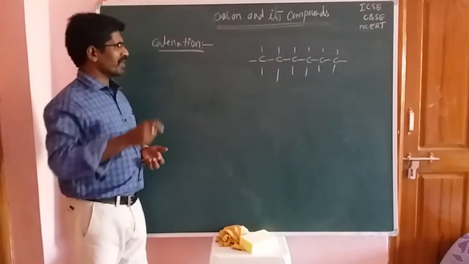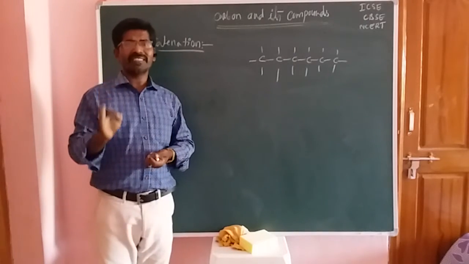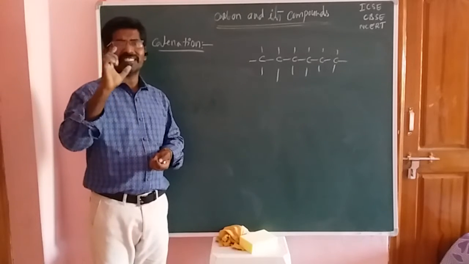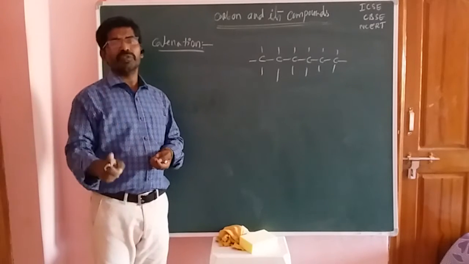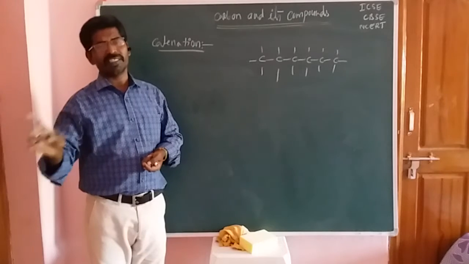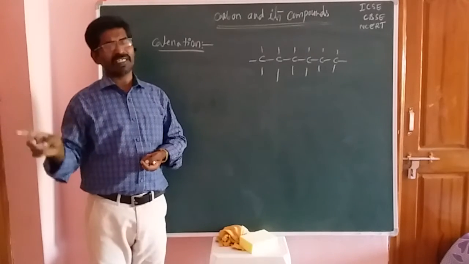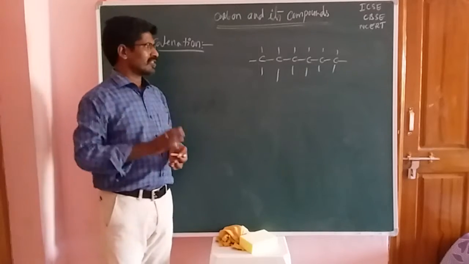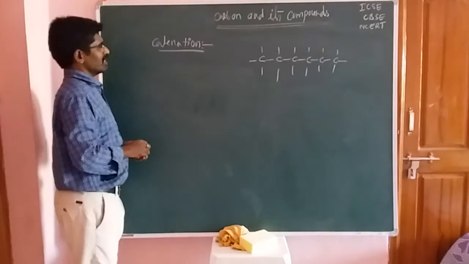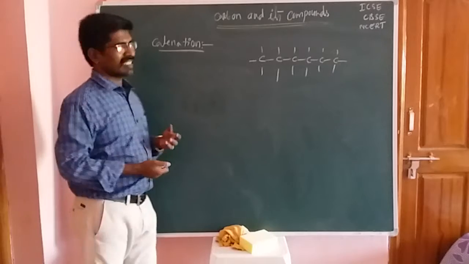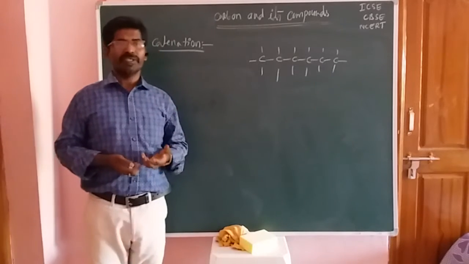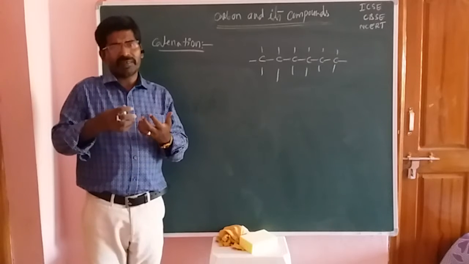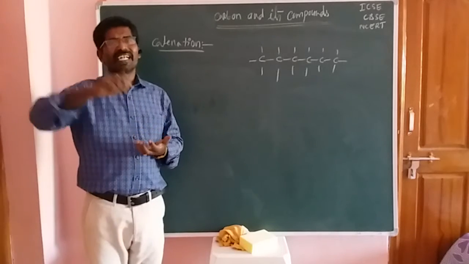In the entire periodic table, carbon exhibits the highest catenation property due to its maximum valency. The maximum valency of carbon is 4, so this is the first condition. Next, carbon has greater bond energy, so it shows greater catenation property.